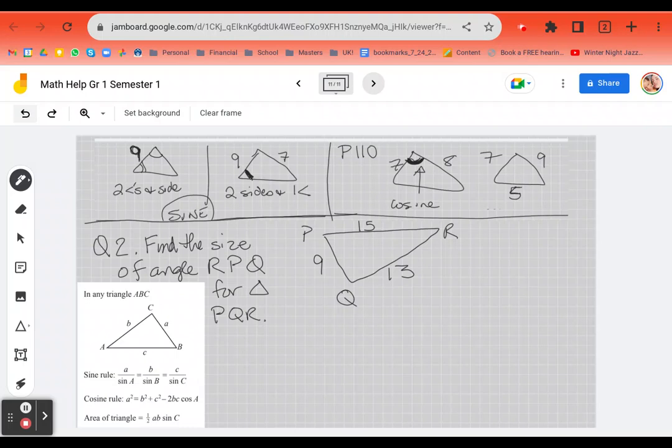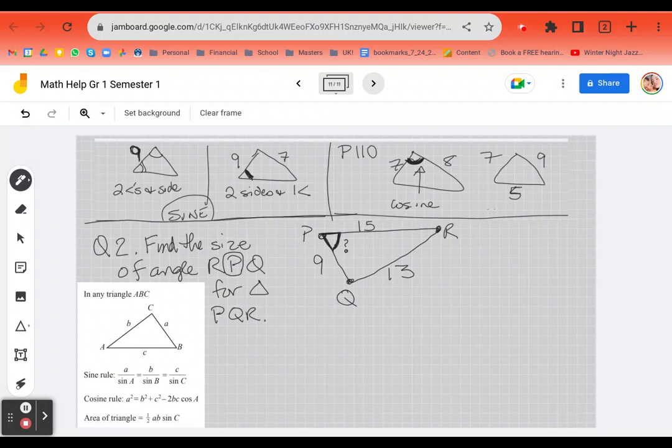Question 2, find the size of angle RPQ. Remember when it asks you for an angle, the middle one is always the vertex. So it's this angle. Because if you said to me, well, you're not giving me an angle, you're giving me two sides, you're giving me R and P and Q. No, that's just one way of saying this is angle RPQ.